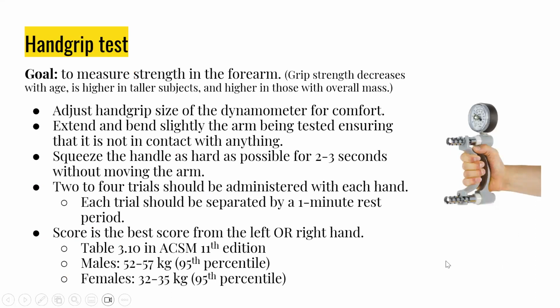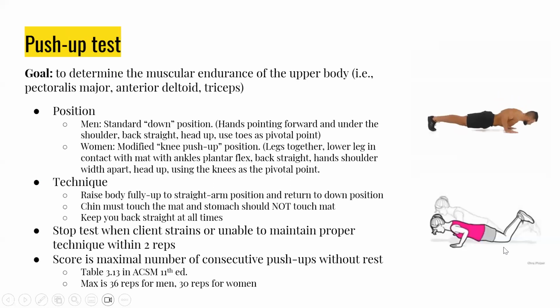For the hand grip test, right, you're going to measure strength in the forearm using the hand grip dynamometer. Please take a look at your own time, your own pace, at the procedures and what you're going to be doing for this test. We're going to be doing a push-up test to determine the muscular endurance of the upper body. For instance, the pectoralis major, anterior deltoid, and triceps.